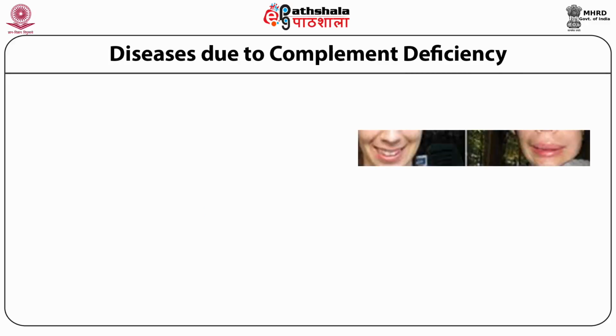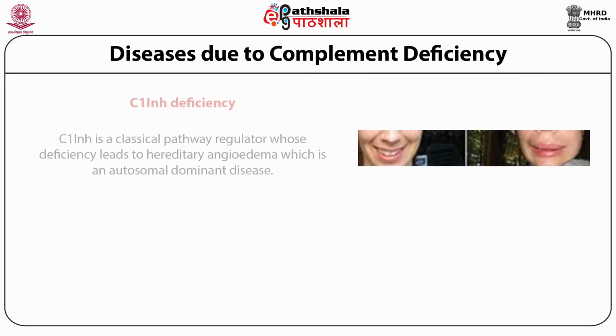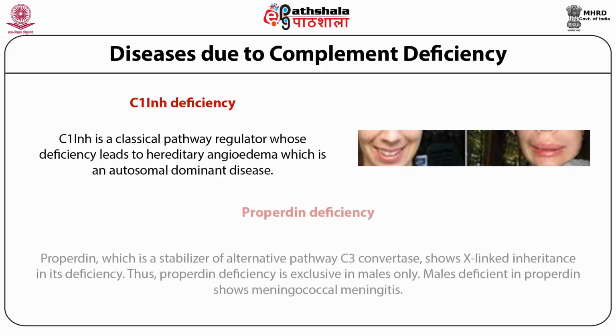The deficiency of C1 inhibitor, which is a classical pathway regulator, leads to hereditary angioedema, which is an autosomal dominant disease. Deficiency of properdin, which is a stabilizer of alternative pathway C3 convertase, shows X-linked inheritance in its deficiency. Thus, properdin deficiency is exclusive in males. Males deficient in properdin show meningococcal meningitis.